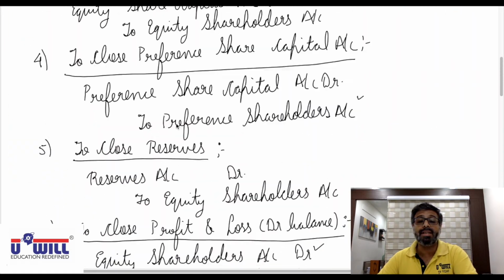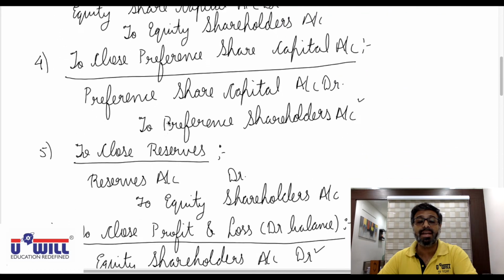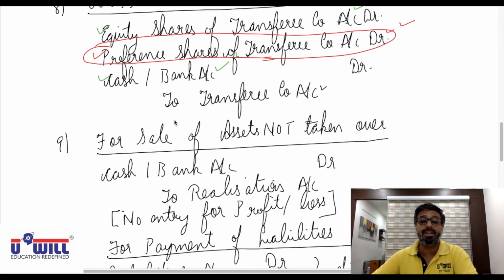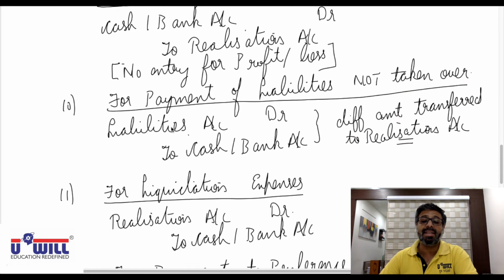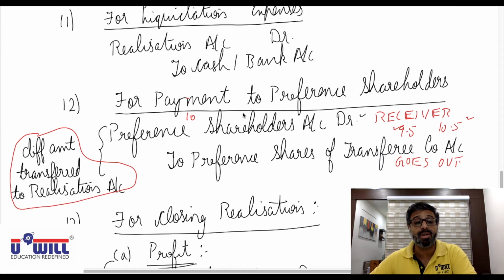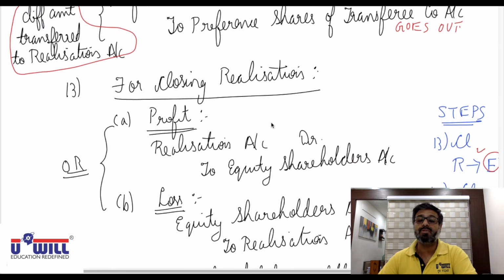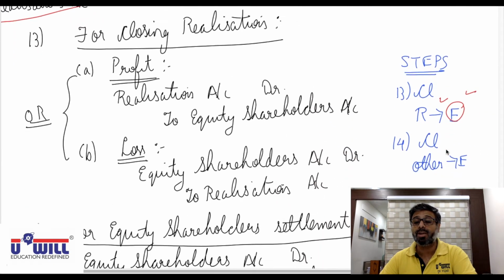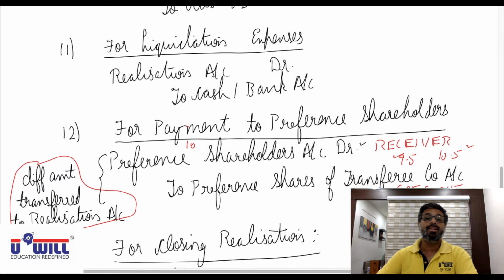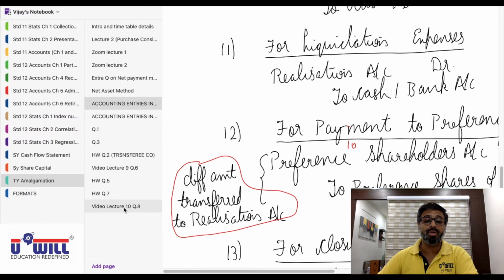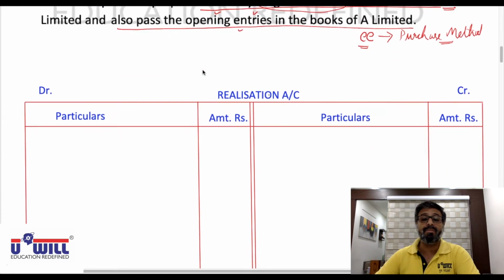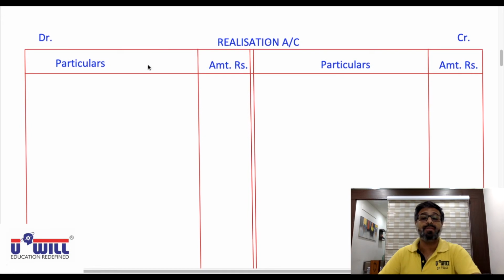Which 14 entries? First 6 closing entries. After the 6 closing entries, 7, 8 for purchase consideration, 9 sale of asset, 10 payment of liability, 11 liquidation expense, 12 preference shareholders. Then transfer realization to equity shareholders, and transfer all other accounts to equity shareholders. So these accounting entries we are going to follow. You can refer to the summary entries again before you listen to this video lecture further.